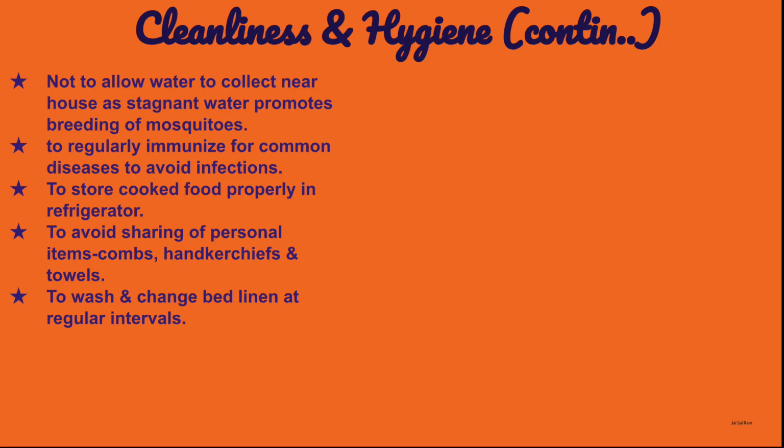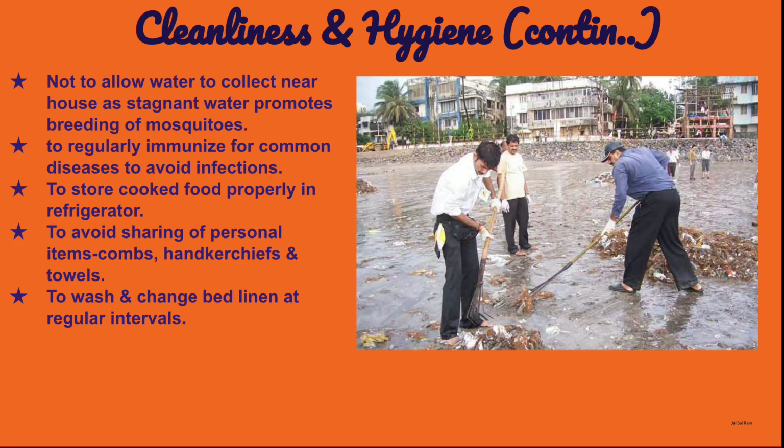Okay, next topic is the same, that is cleanliness and hygiene. We should not allow the water to collect near the house as stagnant water, because stagnant water promotes breeding of the mosquitoes, and this can cause many diseases which are transmitted by mosquitoes, like malaria, dengue, etc. Then we should regularly immunize for common diseases to avoid infection.